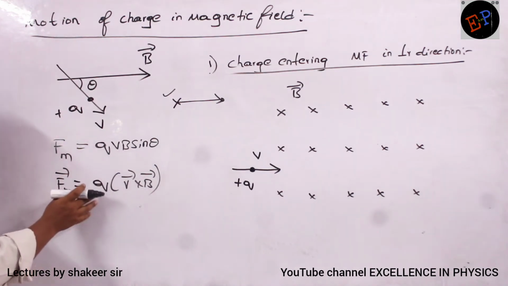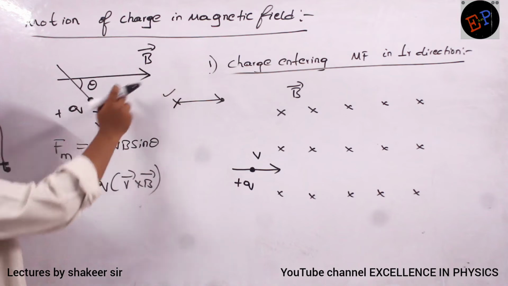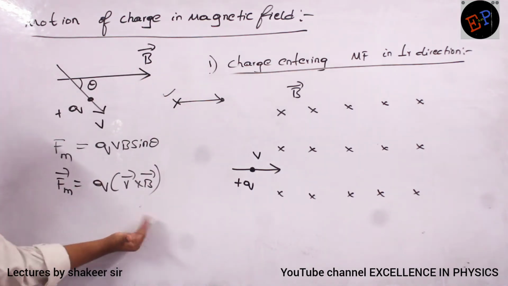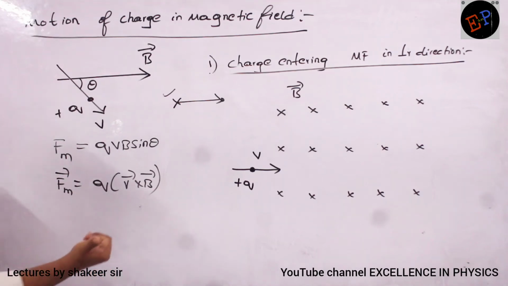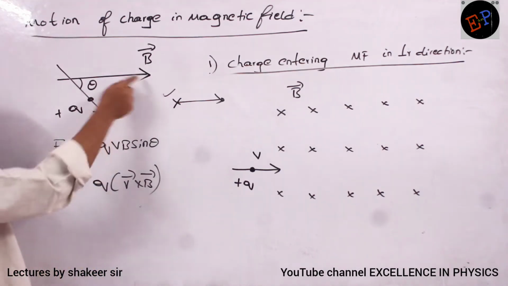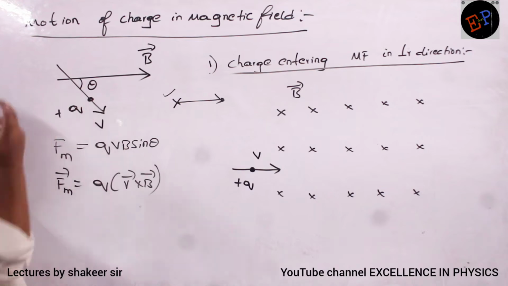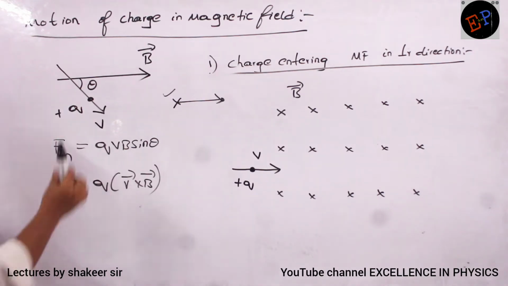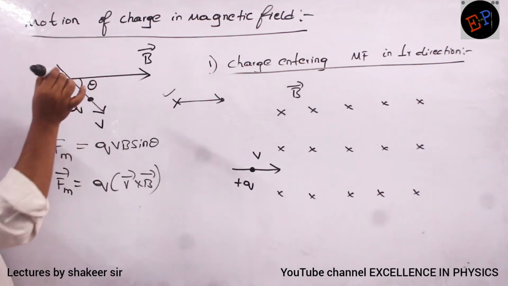F is equal to q into v cross B. See, the force experienced is always perpendicular to both vectors. That's what we discussed, no? See, this is v cross B. Force is in this direction. So this force is perpendicular to B also. Force is perpendicular to velocity also. That's what we studied, no? Force is in this direction.